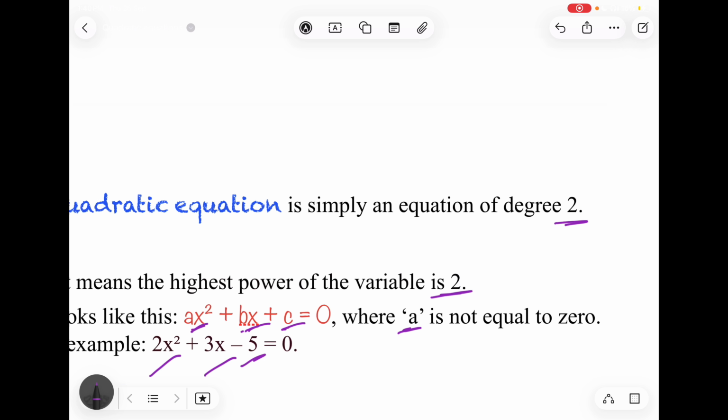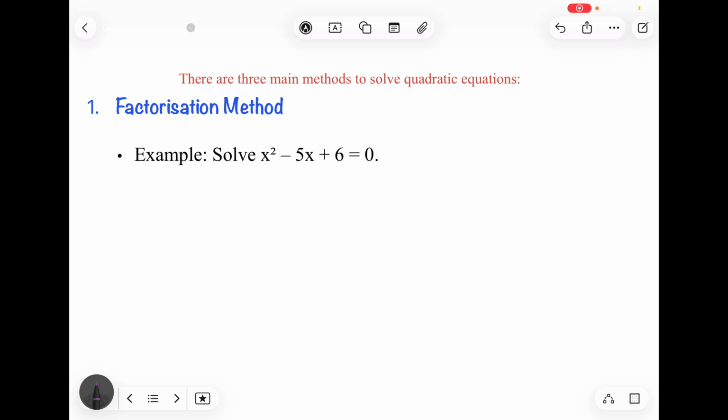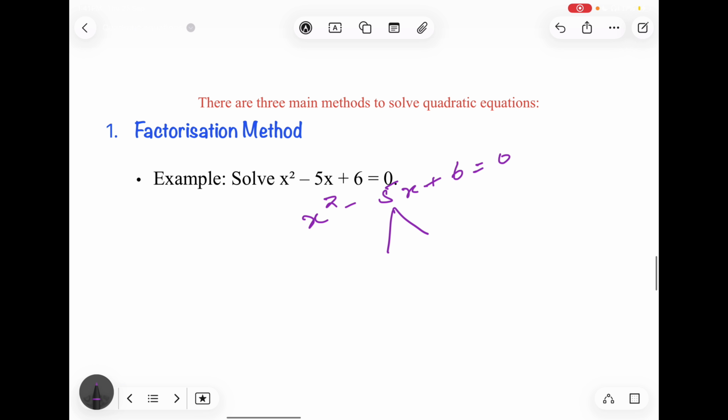Now, how to really solve these equations? There are mainly three methods to solve this equation. First one, we are going to use the factorization method. For example, we do have our equation x square minus 5x plus 6 is equal to 0. In first step, we are going to split this middle term such that their addition will be minus 5 and their product will be 6.